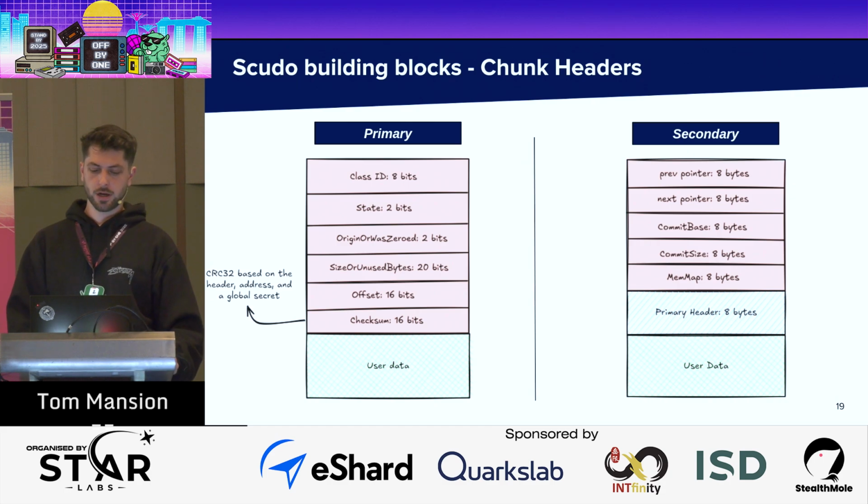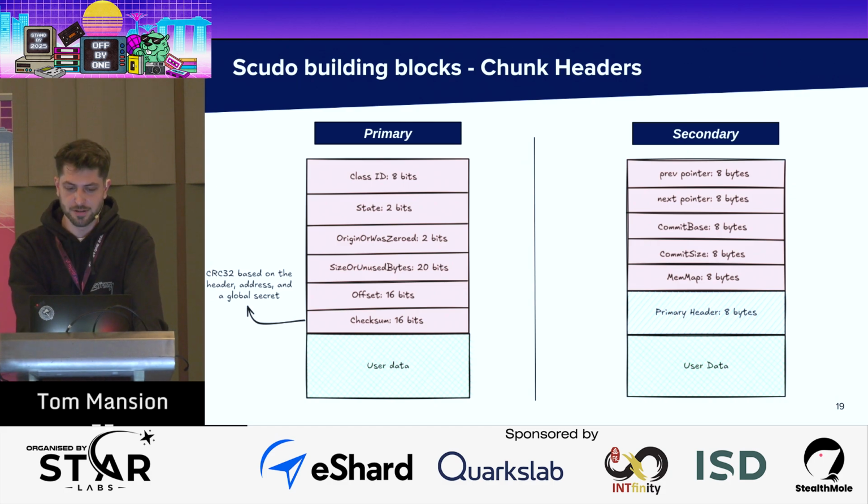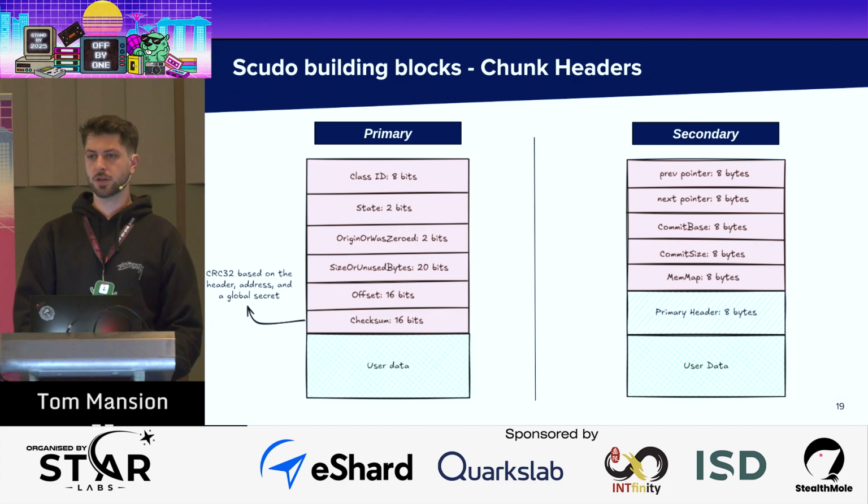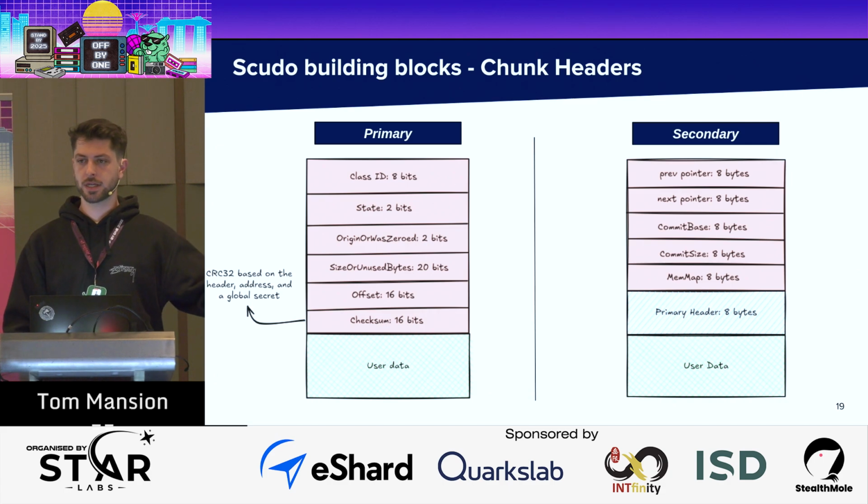So for the secondary allocator, the first two fields look a bit weird. We see these prev and next pointers. Actually, they're not free list pointers. They're actually pointers to in-use chunks. So the secondary allocator keeps a linked list of chunks that are in use for multiple reasons. Then we have the commit base field, which actually represents the address of this secondary allocation.